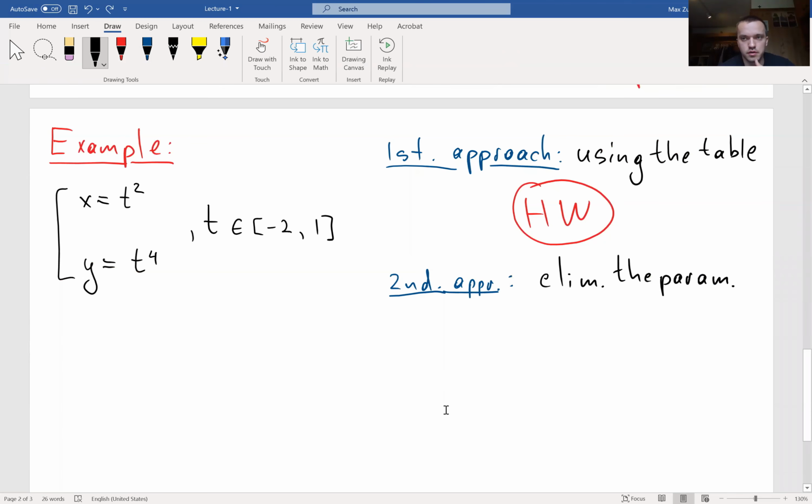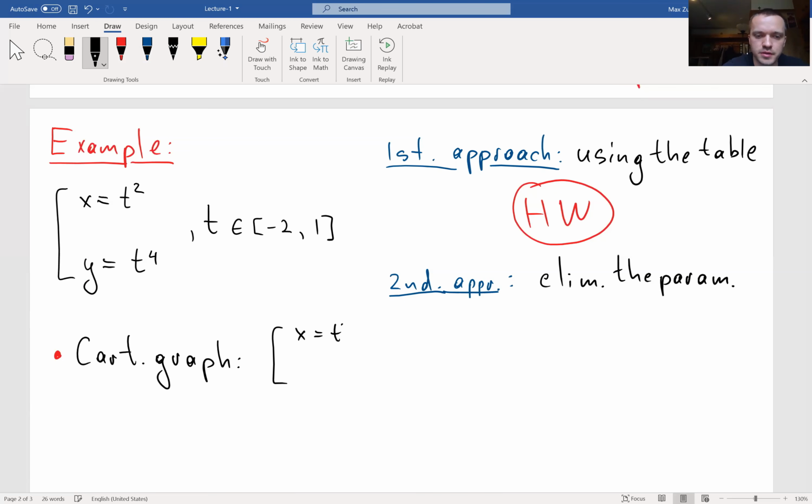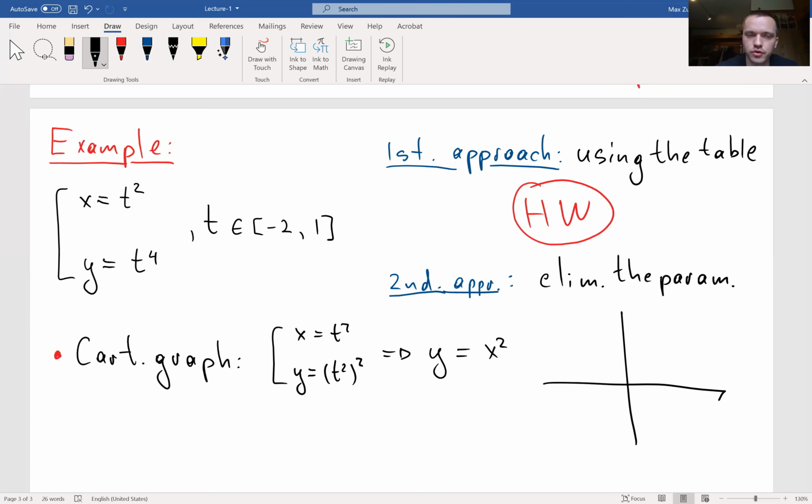We're going to sketch that graph by figuring out first, step number 1, finding the Cartesian graph. How are we going to do this? You can see that x is equal to t squared and y is equal to t to the 4th, which is t squared squared. So if I replace t squared with x, I will obtain the graph y is equal to x squared. And we know the graph of y equals x squared. It's just this parabola over here.